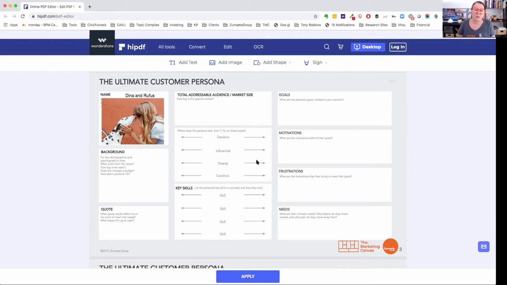And the final thing is, what are her needs? Now, what I want you to think about when you think about her needs is that these are nuanced. They may seem the same, but goals and motivations aren't exactly the same. Frustrations and needs aren't exactly the same. Her needs are, what is it really that she needs to move towards, and what does she need to move away from?